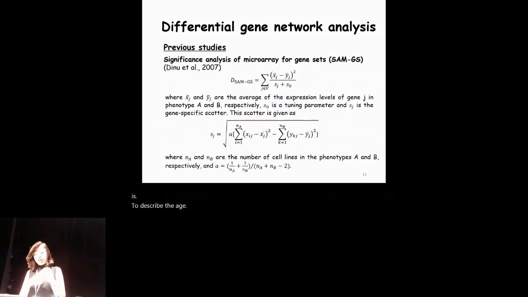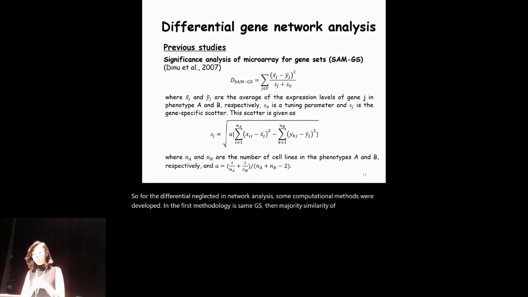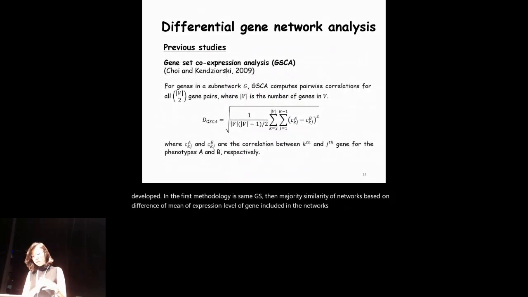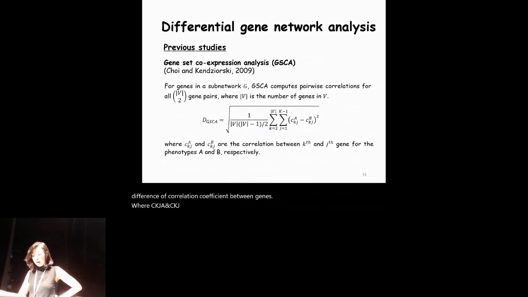So for differentially regulated gene network analysis, some computational methodologies were developed. The first methodology is SAMGS, which measures the similarity of networks based on the difference of the mean expression level of genes included in the networks. And the second methodology is gene set co-expression analysis. This methodology measures dissimilarity of networks based on the difference of correlation coefficients between genes, where C_kj^A and C_kj^B indicate the correlation coefficient between gene k and gene j in phenotype A and phenotype B respectively.